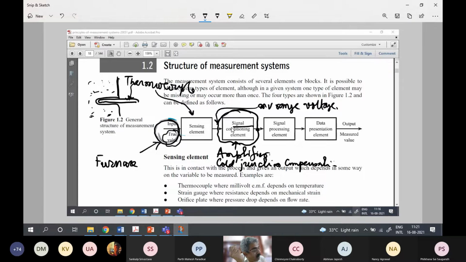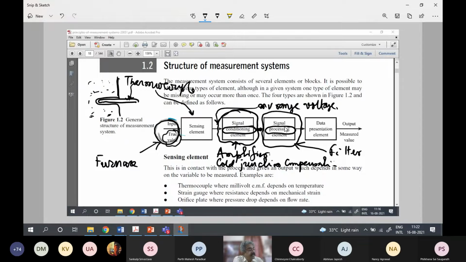That's why when we use the word conditioning, we mean, for example, a Wheatstone bridge, a cold junction compensation circuit, or for piezoelectric, a charge amplifier. These are specialized circuits which are specifically required for a particular sensing element. That's why we call it a signal conditioning element. After that, we get a general voltage that we may process further. So you may filter it. This is a general purpose operation. Filtering is a general purpose operation, whether it is coming from the thermocouple or the strain gauge or the piezoelectric crystal, the filter is the same.